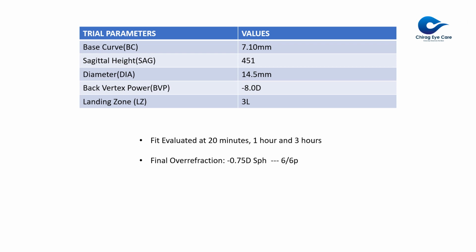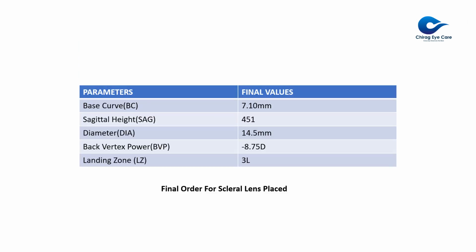So these were the parameters which we used while going ahead with the scleral lens trial. I intentionally chose a base curve of 7.1 millimeters so as to accommodate the steeper cone. The fit was evaluated at 20 minutes, 1 hour and 3 hours. The final over refraction was minus 0.75 diopter sphere with the vision improving to 6/6. Needless to say, this was an excellent result for us. So this was the final set of parameters when I placed my order.